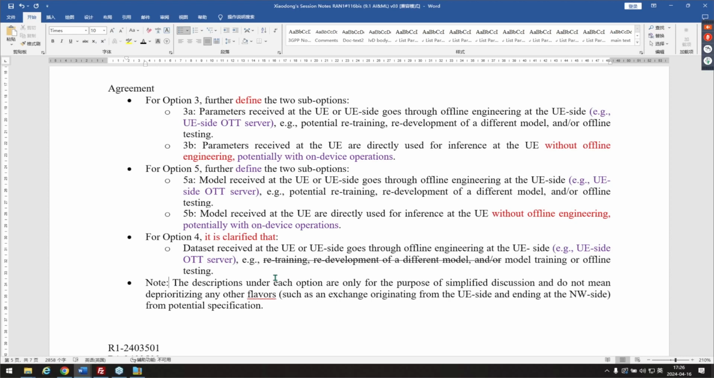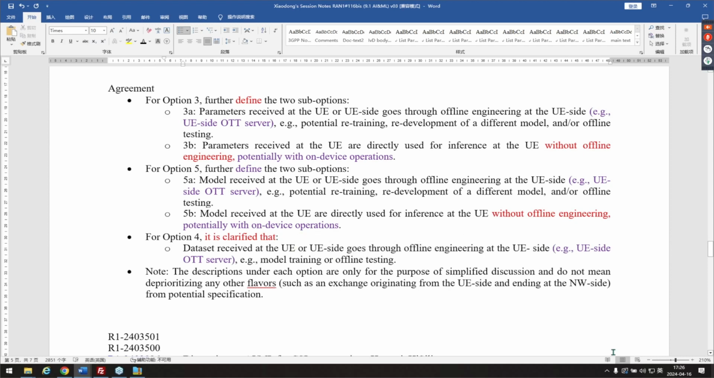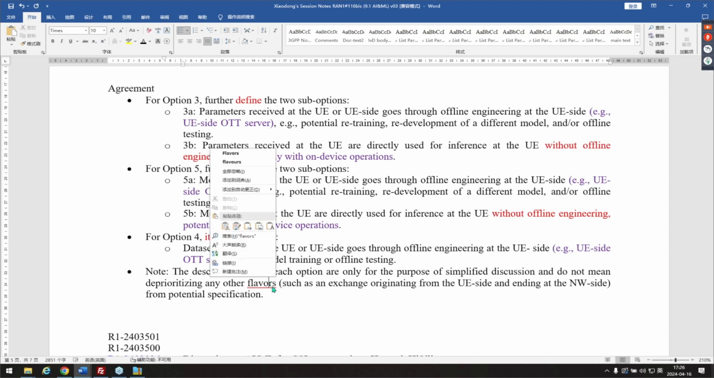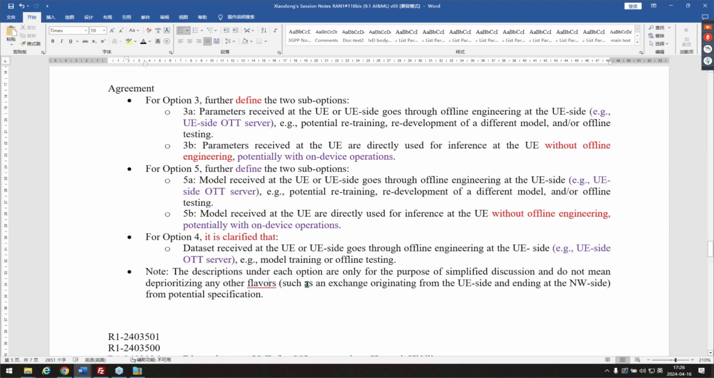I mean, in the ideal world, if we can just take, let's say, the encoder parameters and use them for inference, then yes. That's 3B and 5B. But then that may not be feasible. And then in 5A and 3A, we are generally talking about sequential training, where the network side first trains the reference encoder and then its own private reference decoder and private encoder, and then may share the reference decoder to the UE side to enable the second step of the sequential training at the UE side.